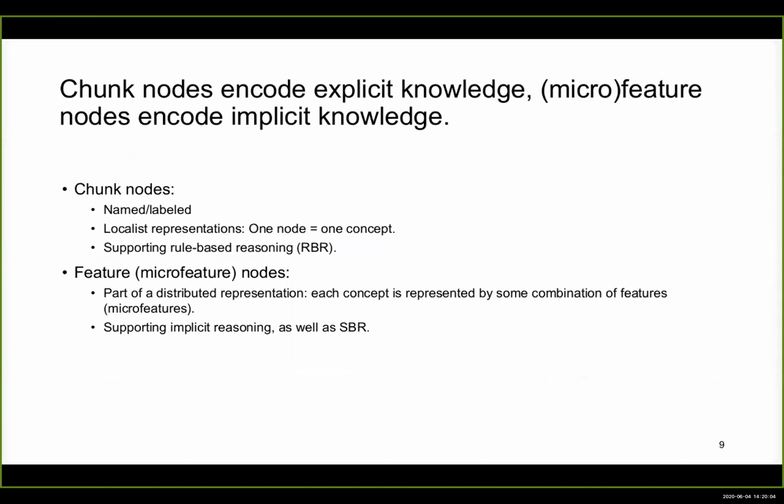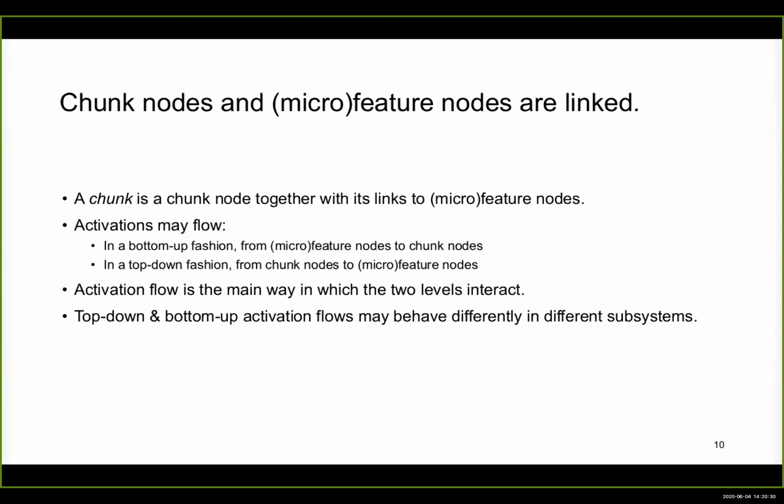Chunk nodes are localist representations. They essentially encode individual concepts. Feature nodes constitute various distributed representations, so concepts are encoded by some combination of features. Therefore, chunk nodes are used to support rule-based reasoning, and feature nodes support implicit reasoning and similarity-based reasoning, as we'll see.